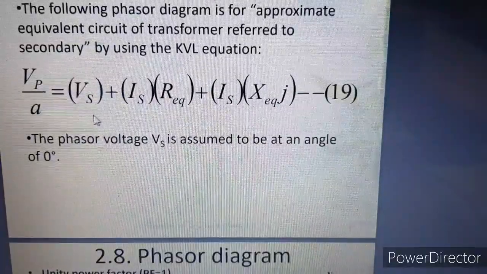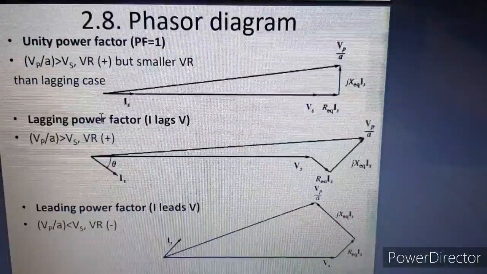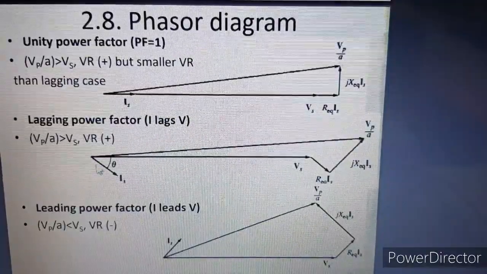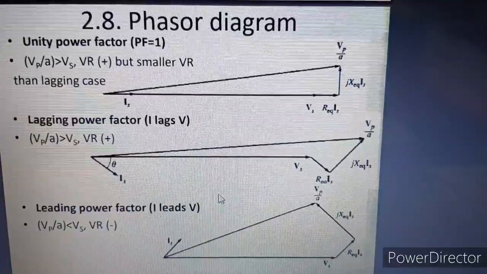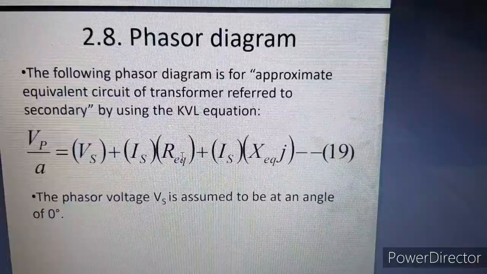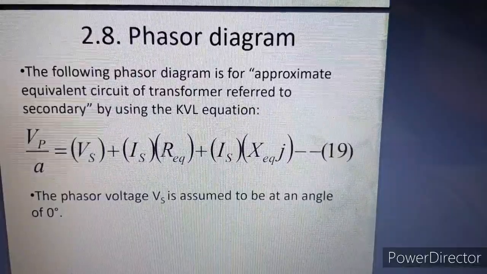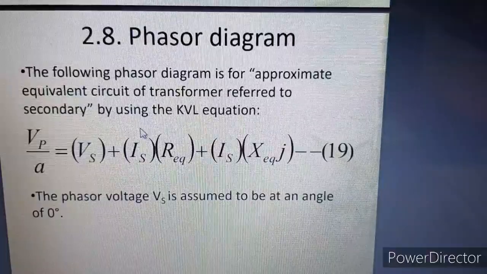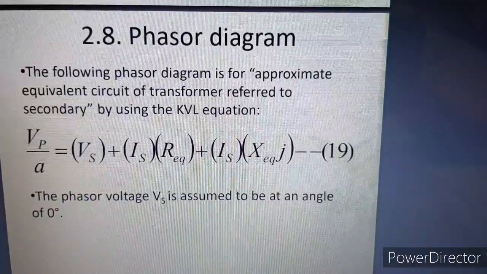The first term, Vs, is the easiest because it's always assumed at 0. So in all three cases, Vs is always at 0. First term settled. The second term is the multiplication of R equivalent, which is just a number because it's real with no angle, but it has to be multiplied with Is. Is has magnitude and angle, so this term will follow the angle of Is.